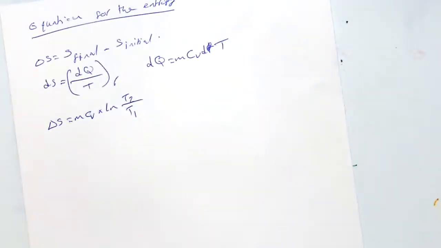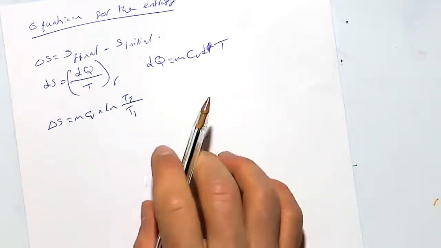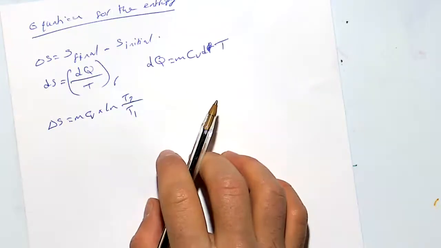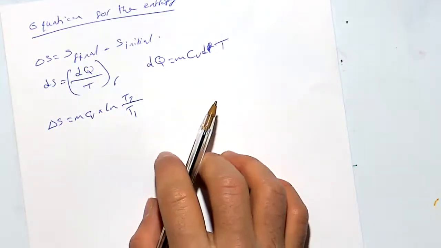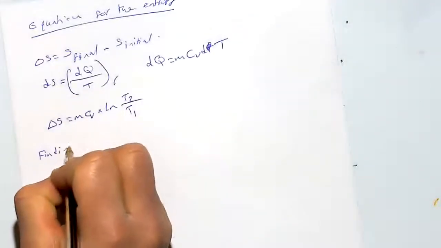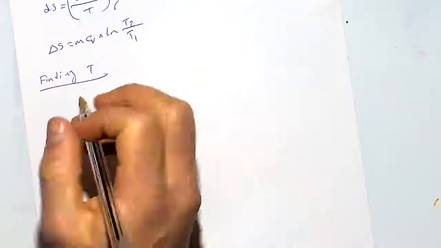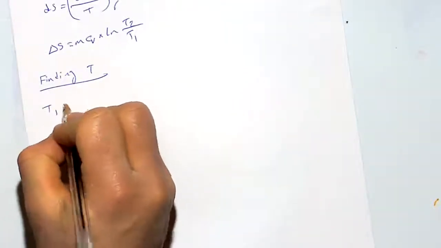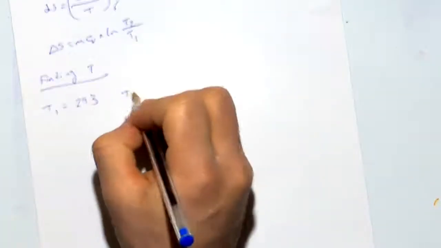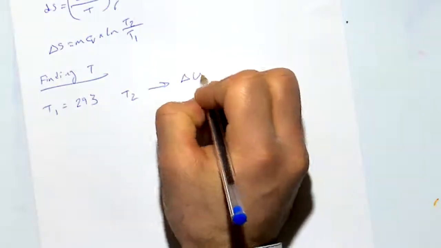For most solids, Cv almost equals Cp, because constant pressure. The same also applies to liquids, though deviation from this rule is generally larger. But we assume for liquids Cv equals Cp as well. And finding the temperatures, we estimate T1 equals 293 because atmospheric, and T2 we can calculate from delta U.